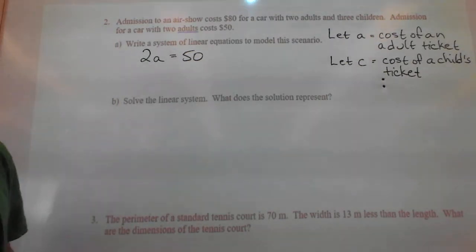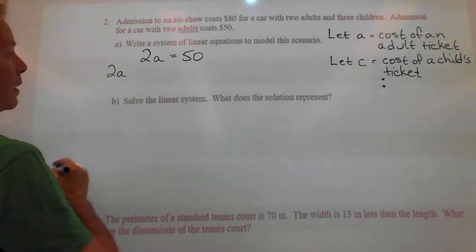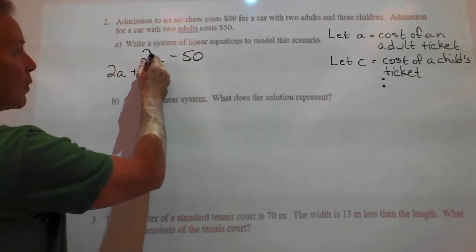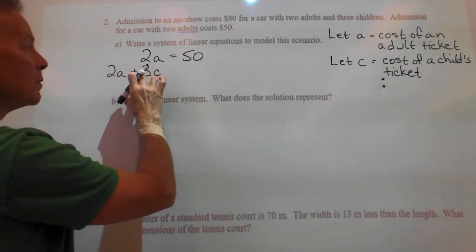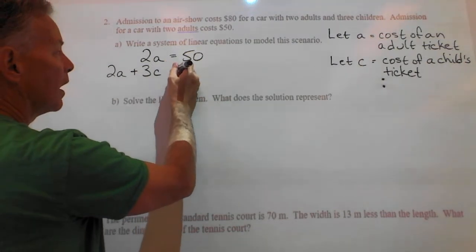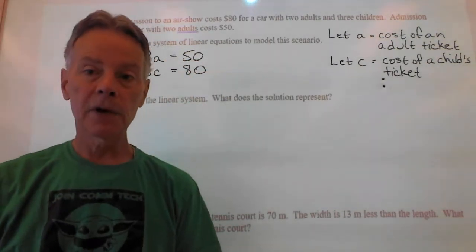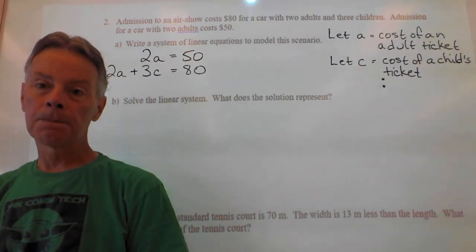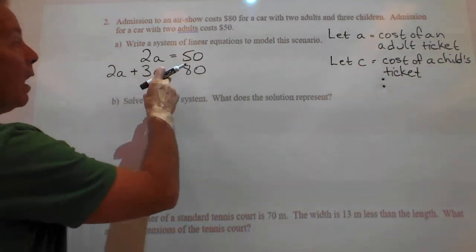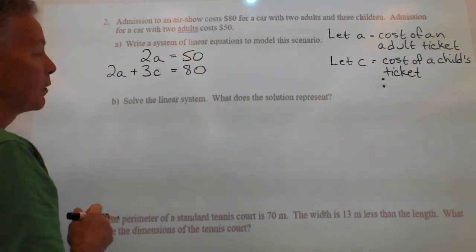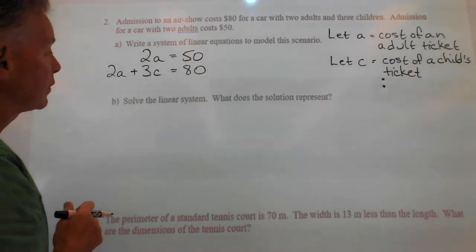What about the other car? Well, the other car has 2 adults, but it's also got 3 children. So 2 adult tickets plus 3 children's tickets has a total cost of $80. Okay? Make sense? I hope so. So here are our 2 linear equations. Now it's asking us to solve that system.